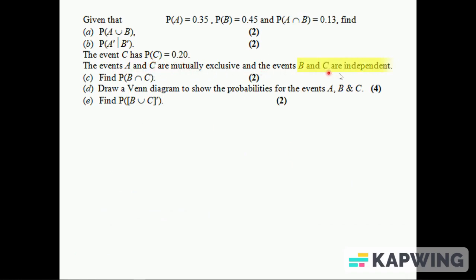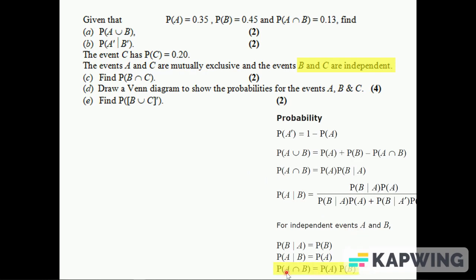And then it says the event C has got probability 0.2, A and C are mutually exclusive, and B and C are independent. And we've got to work out the probability of the intersection of B and C. It tells us in the formula book for independent events A and B, you just multiply the two individual probabilities together. It's an extension of this formula. It's called the multiplication formula. But if B and A are independent, the probability of B given A is equal to the probability of B. So this should be the probability of A times the probability of B. So all I need to do is 0.45 times 0.2.